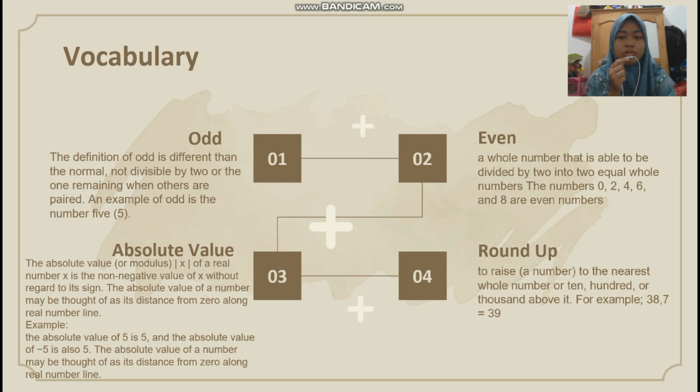The next is round up, which means pembulatan ke atas. To raise a number to the nearest whole number or 10, 100, or 1000 above it. For example, 38.7 equals 39.